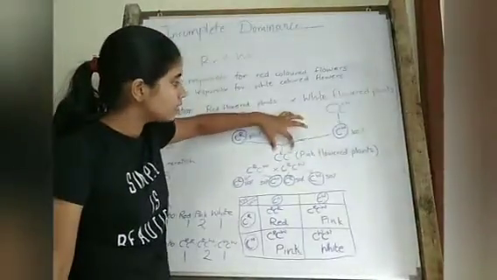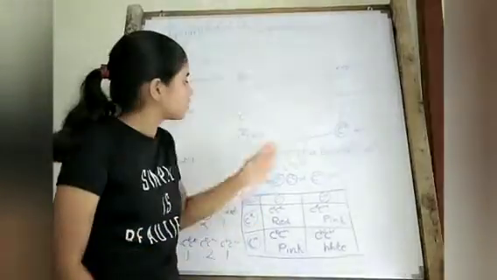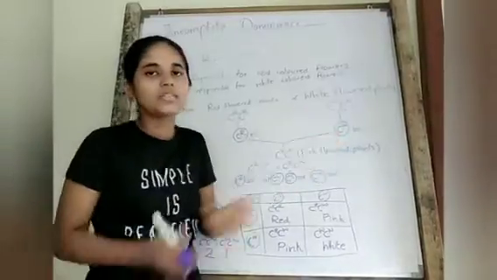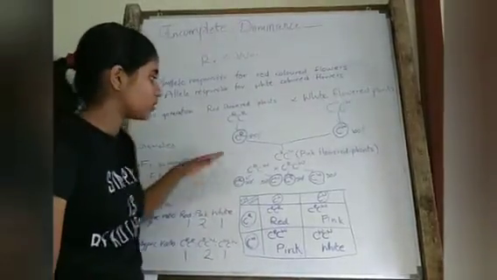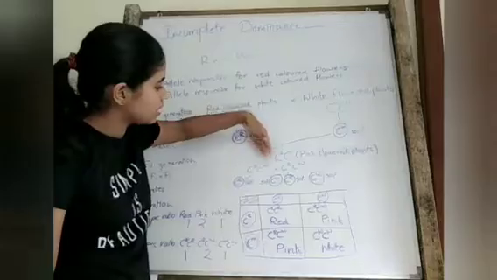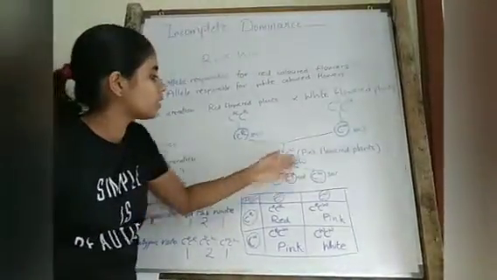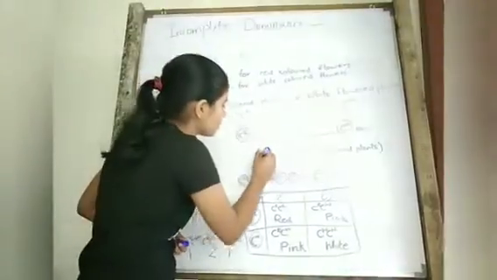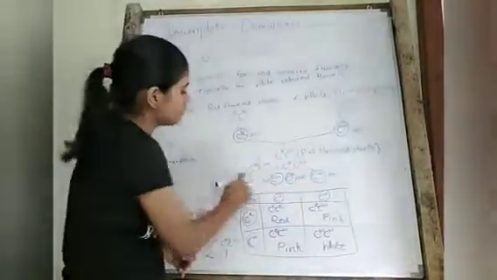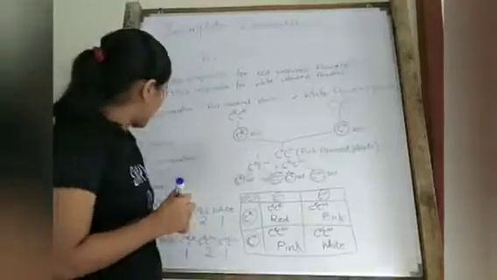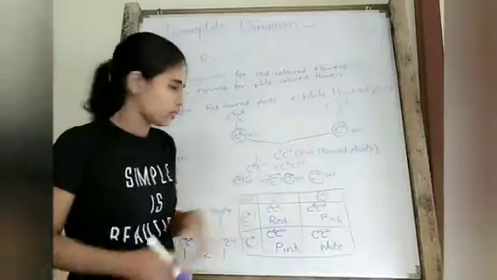CR CW, which is 100% pink flowered plants. So in here the blended phenotype is given out. And then we cross the F1 generation with each other. CR CW is crossed with CR CW, and then we write down the gametes. There are two gametes, CR and CW, in both, 50%. And then we write out the F2 generation by using the Punnett square.